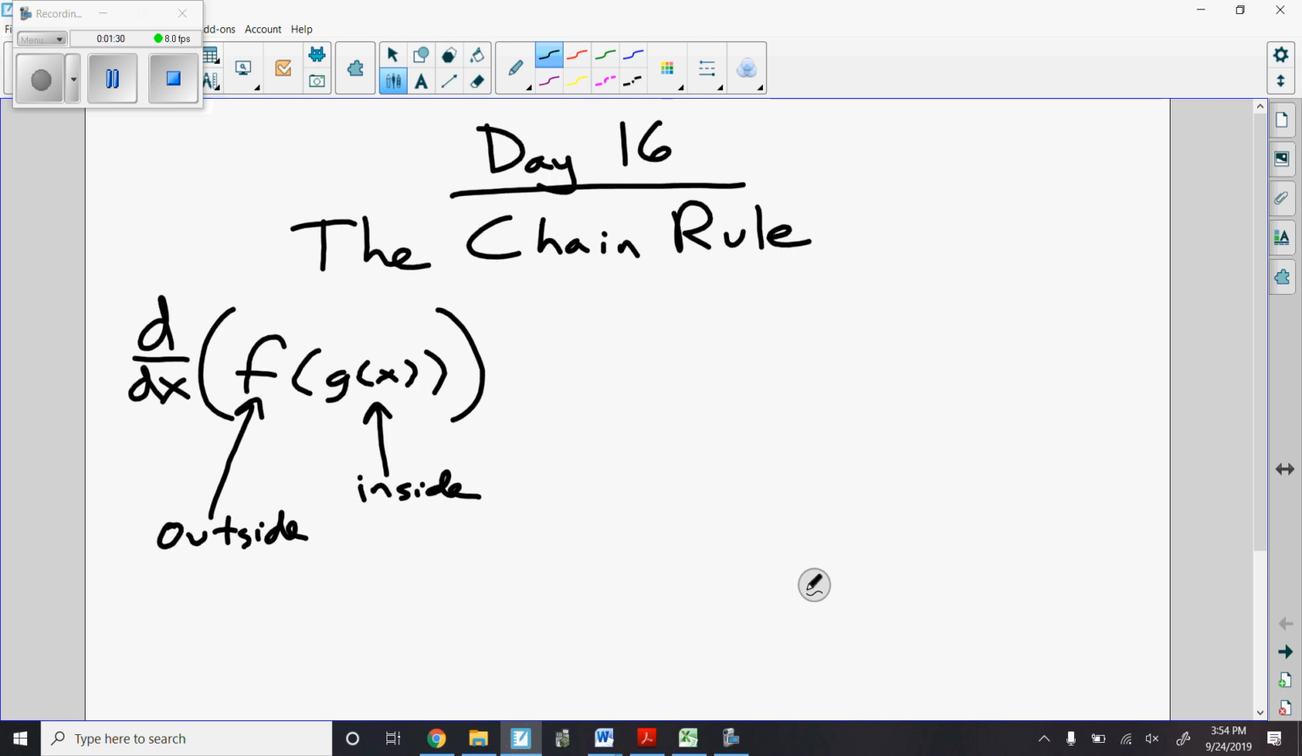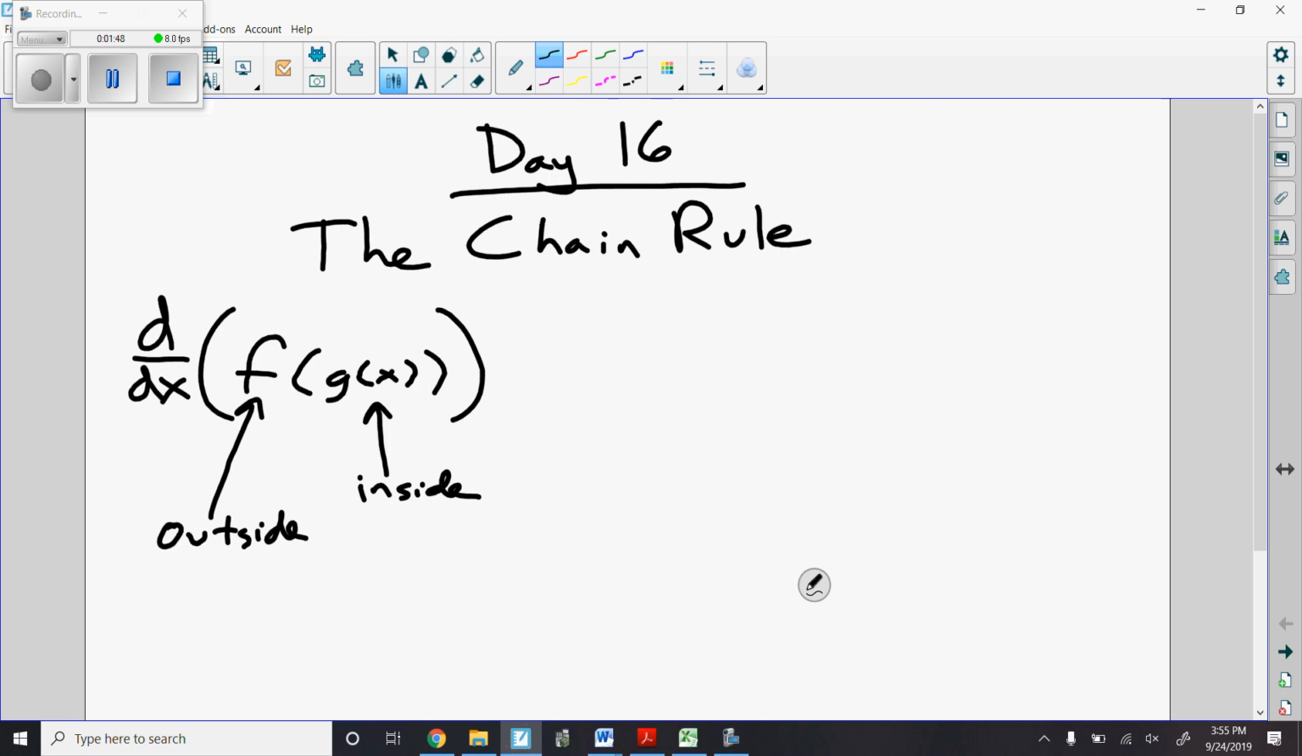So if you're asked to perform a derivative of something, and it looks like it's got an inside and an outside, we should be thinking chain rule. Right? If we're asked to take the derivative of something and you know it's a composition of two functions, again, it's going to be a chain rule to solve it.